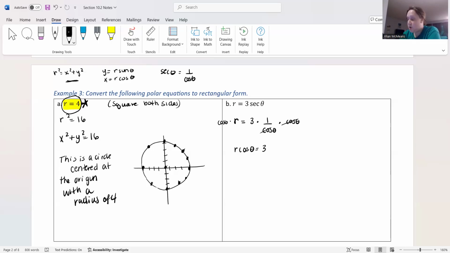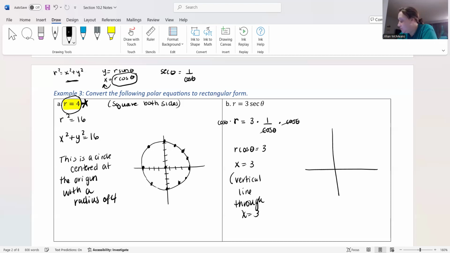Well, let's think about this a little bit. We have a substitution for r cosine theta, right? r cosine theta is really x. So this is really x equals 3, which is a vertical line through x equals 3.